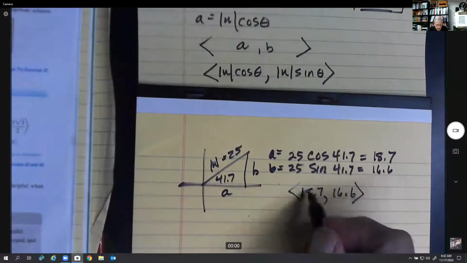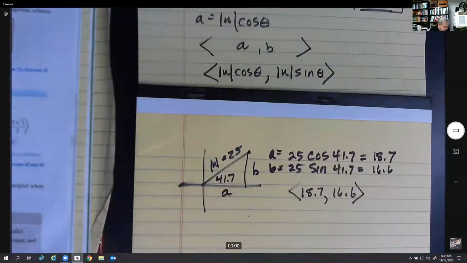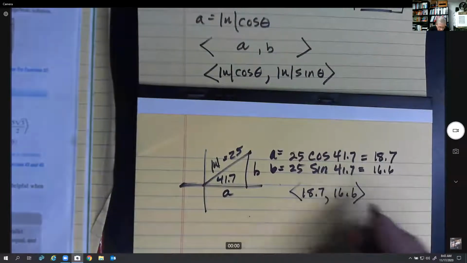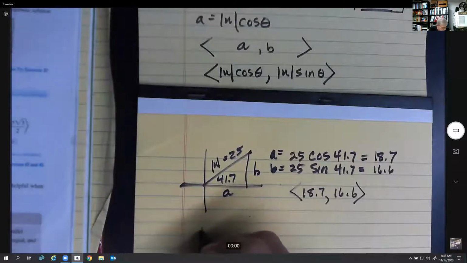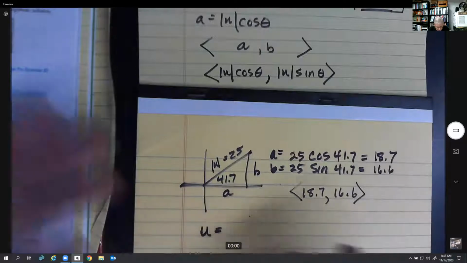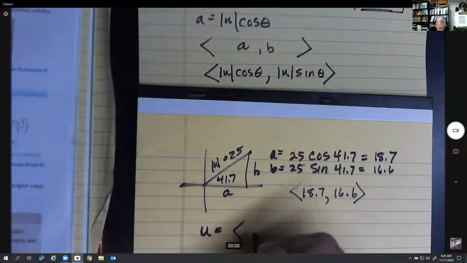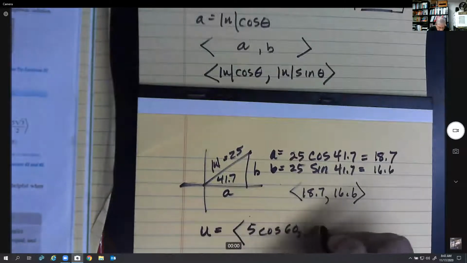Okay, there's my A and B, and that's the resultant. That's where the vector ends up at. Those are the horizontal and the vertical components of the vector. Okay, what if I had, in example 3, I had it written this way. They said, okay, this could be any letter, is equal to 5 cosine 60, comma, 5 sine 60.